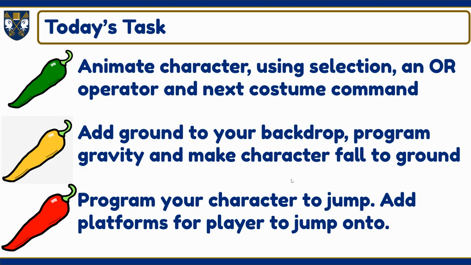So our task today is, if you haven't done so already, to animate your character using selection, an OR operator, and the next costume command. We're going to add ground to our backdrop for the yellow chili challenge, program gravity, and make our character fall to the ground. And then for our red chili challenge, you're going to program your character to jump. And if you think you're ready, add platforms for your player to jump onto.